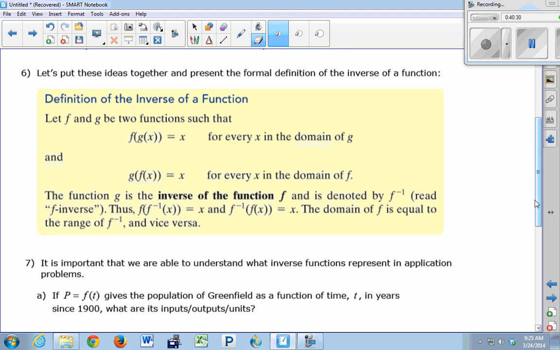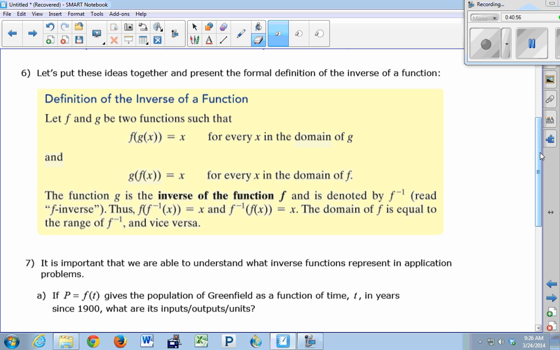If you compose G with F and you come back to X, and then you reverse the order and you come back to X, for every X in the domain of each function, then you know that F and G are inverses of each other. This is the really big idea. This is how you write it mathematically. It's a lot of notation for this idea of coming back to the original input.